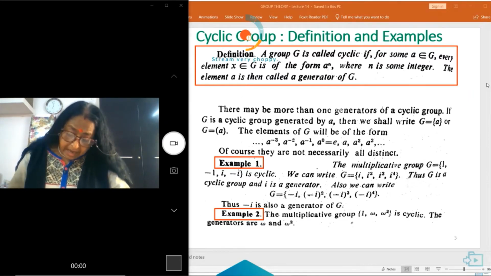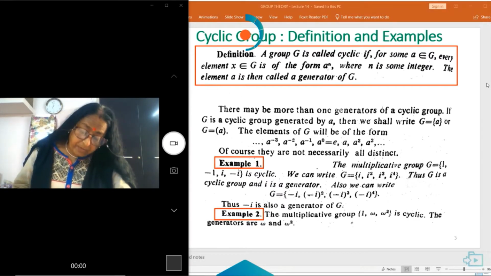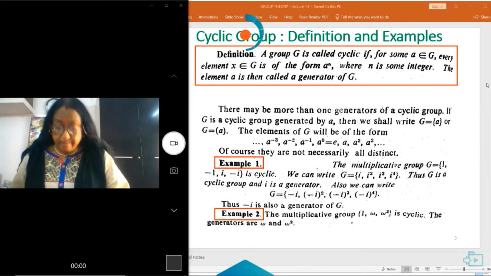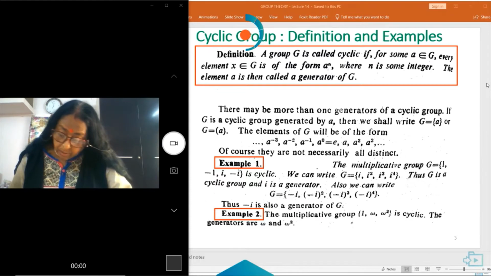If a to the power n belongs to G for every x belonging to G, then we say that a is the generator of the group. There may be more than one generator of a cyclic group.